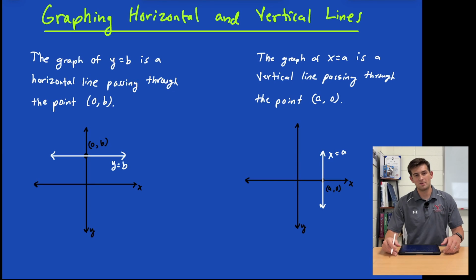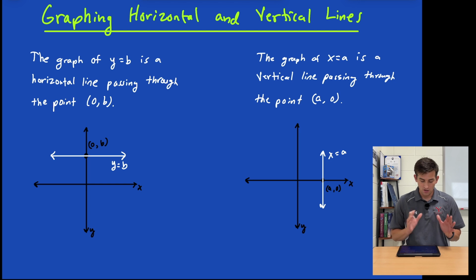In this video, we're going to talk about how we can graph horizontal and vertical lines. So on the left side of the screen, we see the graph of y equals b, where b represents a number, like y equals 2 or y equals -5. So y equals a number, and there's no x variable there. So y equals b is a horizontal line passing through the point (0, b).